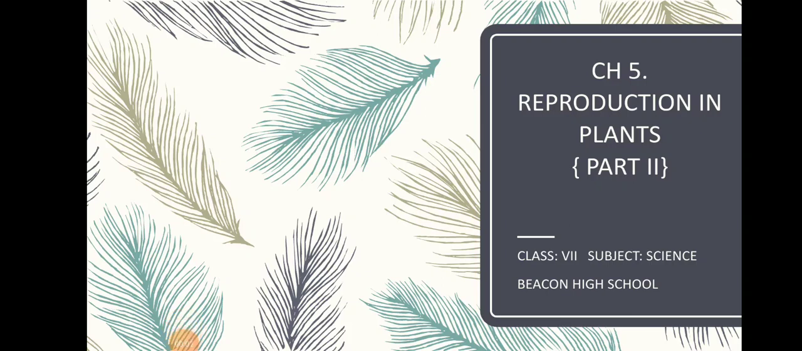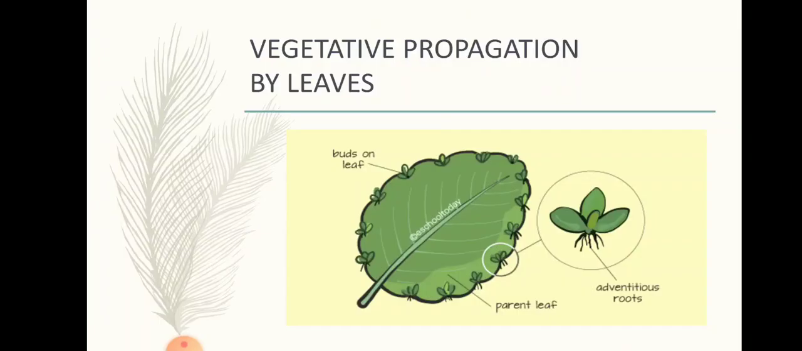Hello everyone. Moving on to the second part of the chapter Reproduction in Plants, part 2, for class 7th science. In the earlier part of the chapter we have seen how vegetative propagation is carried out by stems. In this part we are going to look at vegetative propagation by leaves and some other parts. When we are talking about propagation by leaves, there is bryophyllum, which you can see in the picture shown in the slide.